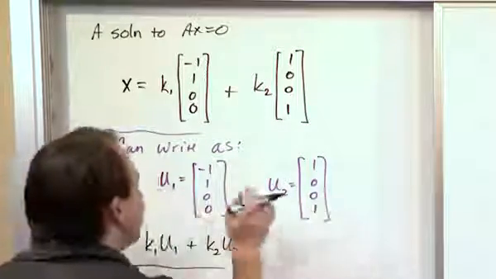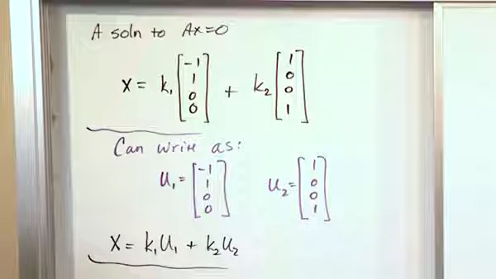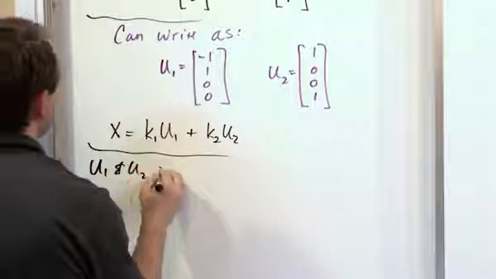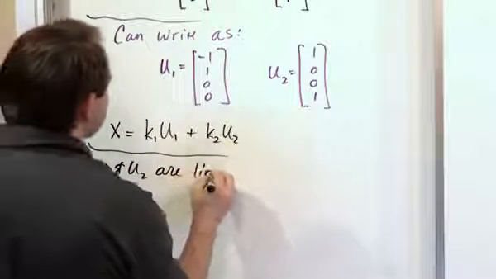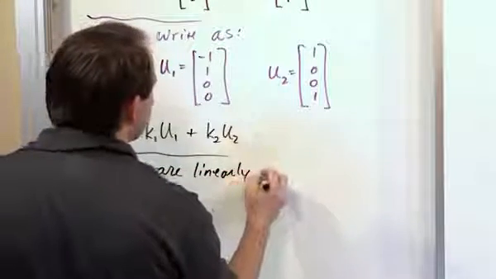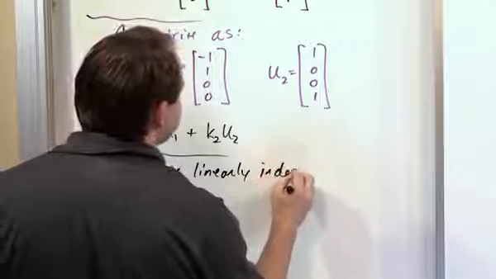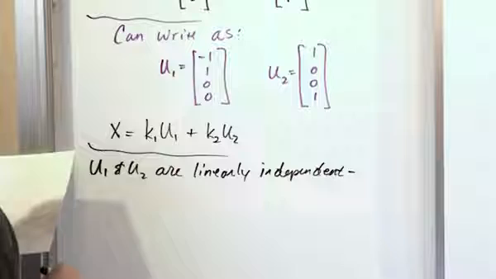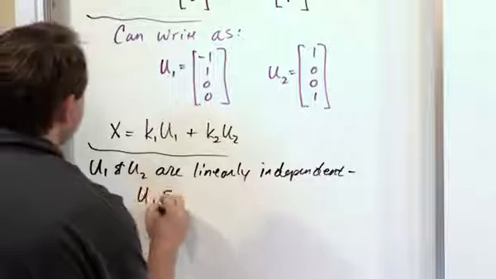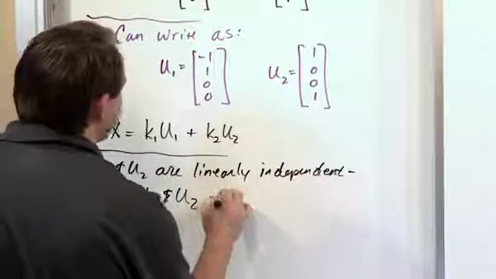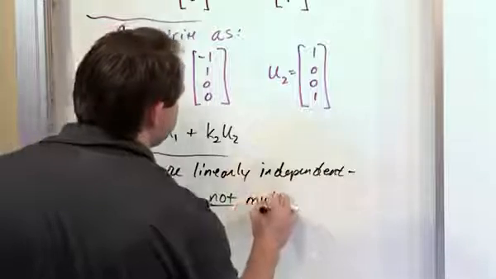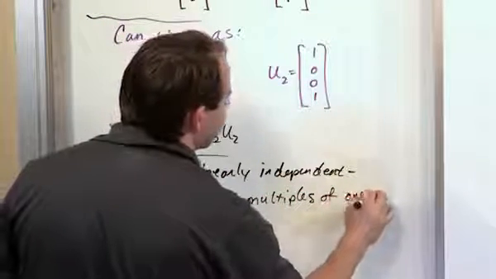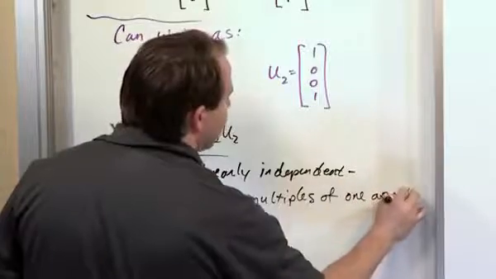u1 and u2 must be linearly independent of one another. So I'll just write that part down. u1 and u2 are linearly independent. In this context, it basically means something very, very simple. u1 and u2 are not multiples of one another. Think about it for a second.